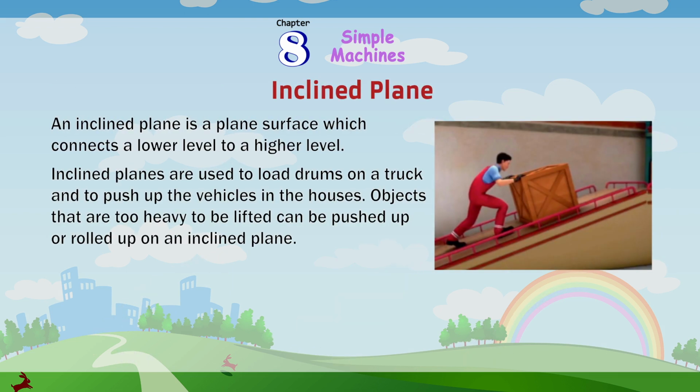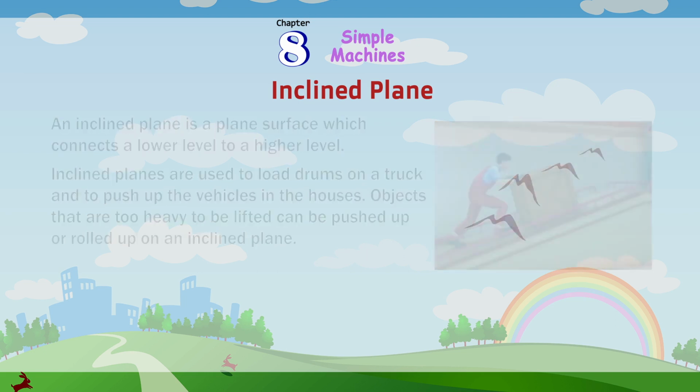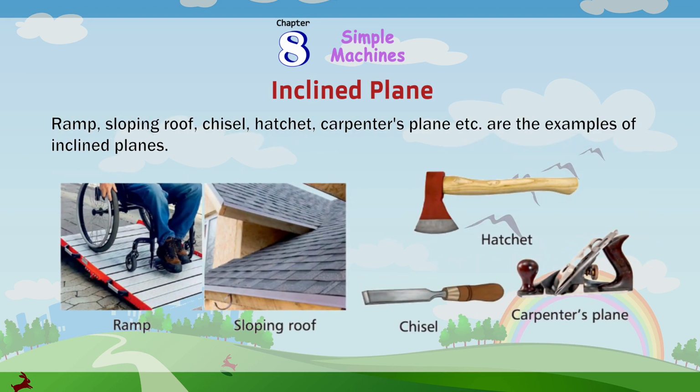Inclined plane. An inclined plane is a plane surface which connects a lower level to a higher level. Inclined planes are used to load drums on a truck and to push up the vehicles in the houses. Objects that are too heavy to be lifted can be pushed up or rolled up on an inclined plane. Ramp, sloping roof, chisel, hatchet, carpenter's plane, etc. are the examples of inclined planes. Ramp, sloping roof, hatchet, chisel, carpenter's plane.